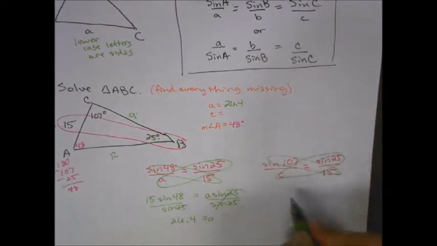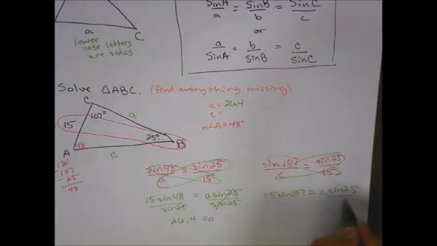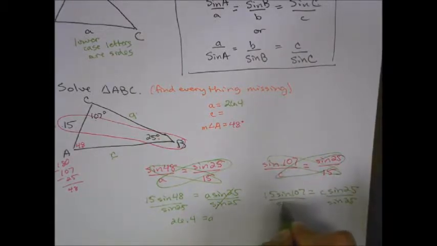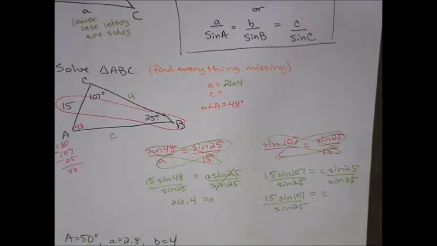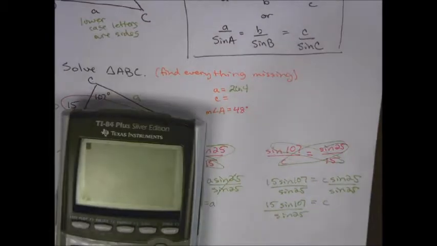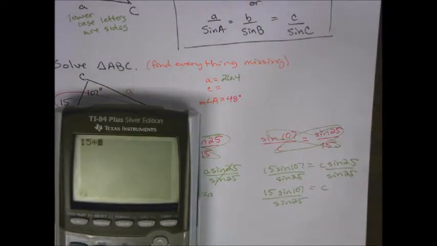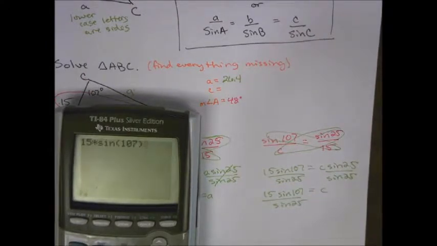Do the same thing. Cross multiply: 15 sine 107 equals c sine 25. Divide by sine 25. So c equals 15 sine 107 over sine 25. Plug that in your calculator. So we plug in 15 times sine 107 divided by sine 25. Notice how I close the parentheses. I get 33.9.